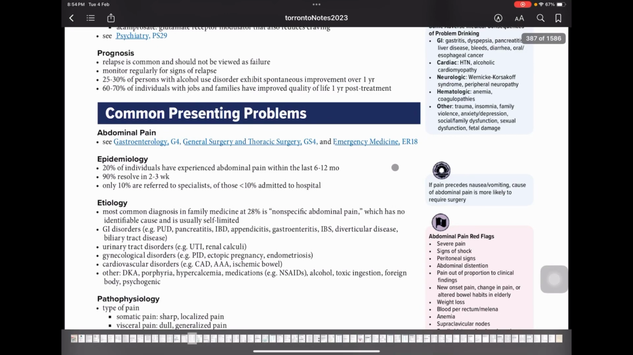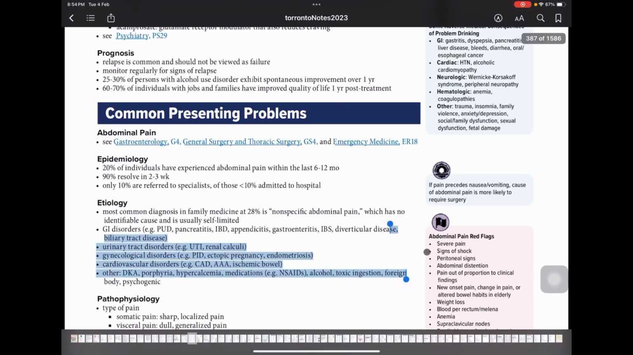Okay, everybody. In today's video, we are going to study common presenting problems from Family Medicine Toronto Notes. If we look at this common presenting complaint, which is abdominal pain, it will be covered from gastroenterology G4, general surgery GS4, and then emergency medicine ER 18. These are the page numbers you have to go and look into for abdominal pain as well. Once you cover all 4 different chapters, then only will abdominal pain be covered.